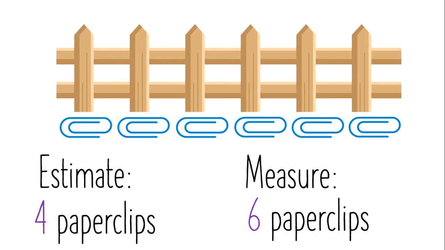So we were 2 off from the measurement. So 4 ended here and we needed 2 more, 2 more to make it 6. So not too perfect this time. Not as close as before, but kind of close. Okay. So that is how we estimate and we make thoughtful guesses.